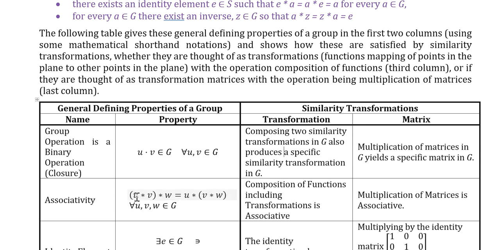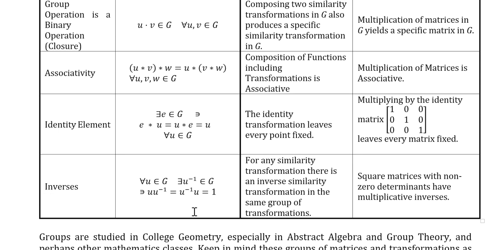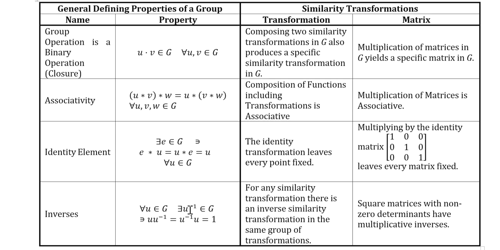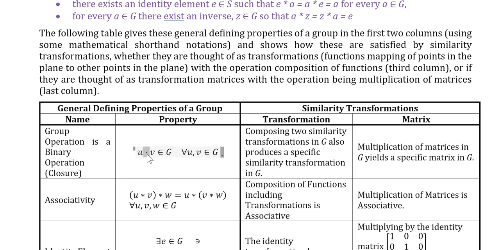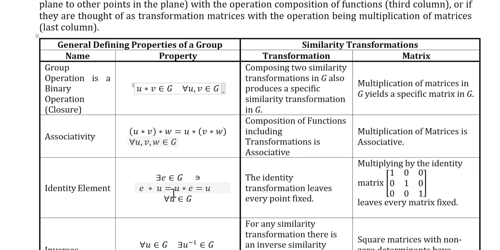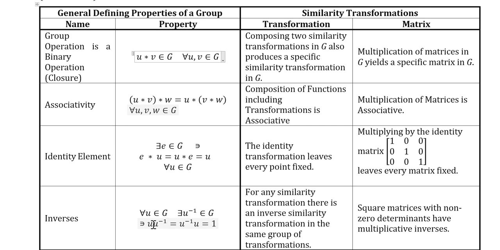Associativity: this says U times V grouped together first, then times W, is U times V times W. I need to be consistent on my operation. I'm not at all. Let's go ahead and use the star for the operation.